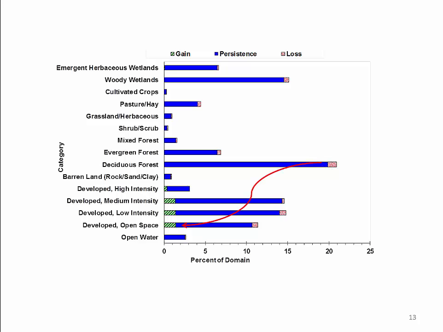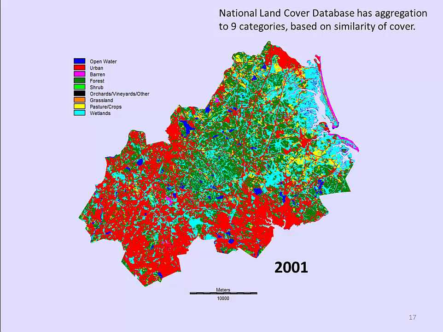Deciduous forest transitions to open space. Open space transitions to low intensity. Low intensity transitions to medium intensity. And medium intensity transitions to high intensity. A useful aggregation will help us reduce the number of categories and simultaneously maintain these large transitions.